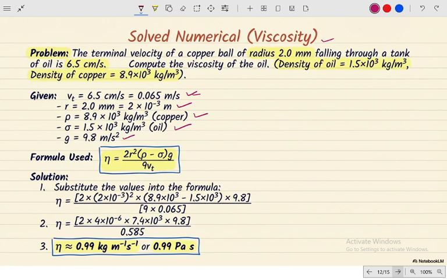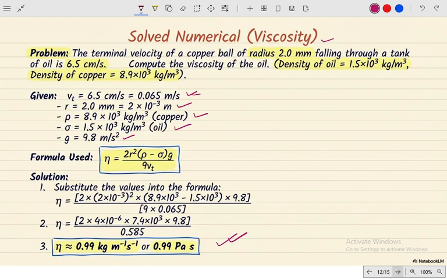second. Then the formula is eta equals 2r squared (rho minus sigma) g by 9 Vt. We substitute the values into the formula and get the result, eta equal to 0.99 kg per meter per second or 0.99 Pascal second. In this way, you can solve different numerical problems of viscosity, right?